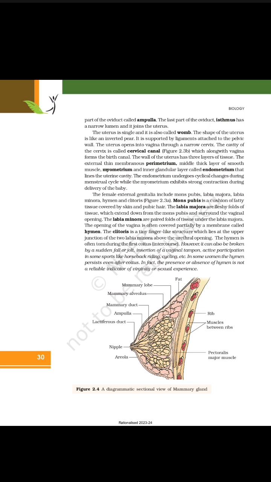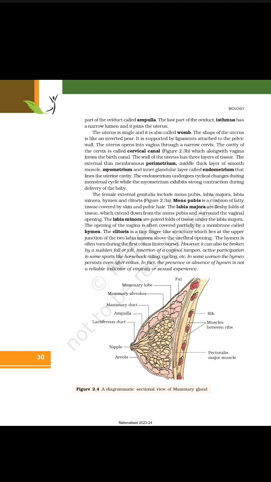The female external genitalia includes the mons pubis, labia majora, labia minora, hymen, and clitoris. The mons pubis is a cushion of fatty tissue covered by skin and pubic hair. The labia majora are fleshy folds of tissue which extend down from the mons pubis and surround the vaginal opening. The labia majora are paired folds of tissue.